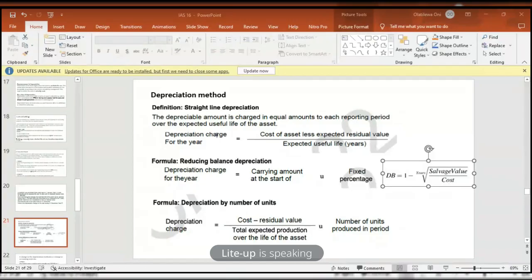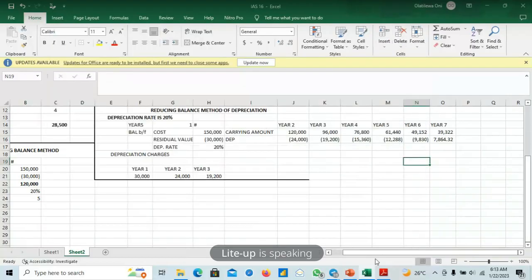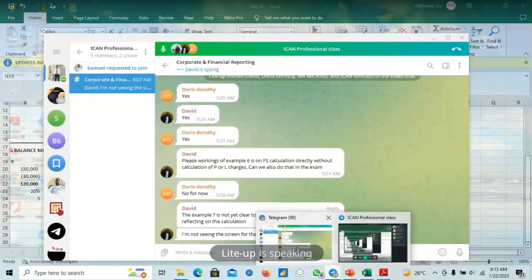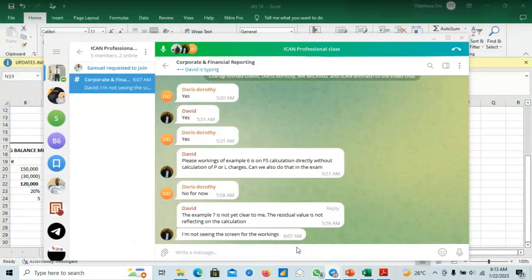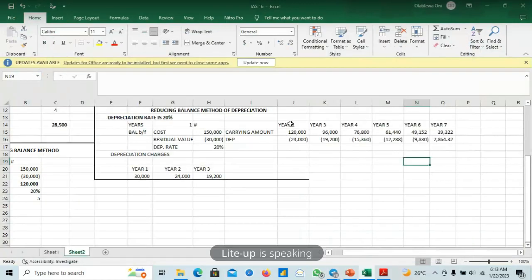Oh, we are not seeing the screen. Okay. I think I know what was responsible for it. It's just 1 minute. Can you see the screen now? Please, can you see the screen? Can you see the screen now? Okay, yes. Dorothy, can you see it now? Sorry, I didn't know you weren't seeing the screen. I showed the exact screen. So that is it. Look at it.